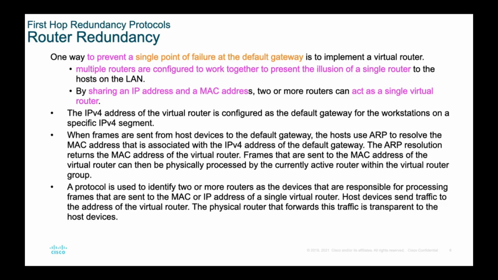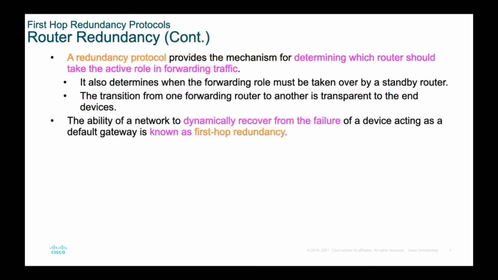For the gateway, we will use the same IP address and same MAC address, even though we are using more than one router. So how can we achieve multiple routers with one single IP address and one MAC address? In order to do that, we are going to use a redundancy protocol.